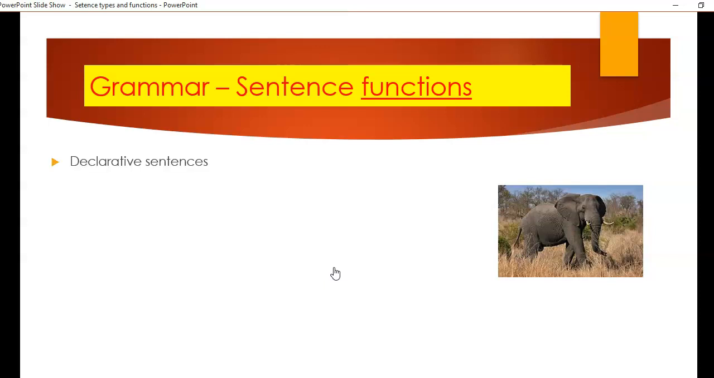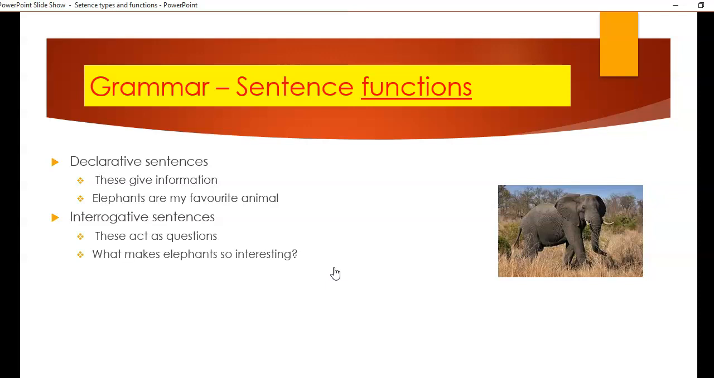So our sentence functions will start with declaratives. Okay, they give information. Straightforwardly, they tell you something. Elephants are my favourite animal. They are. So declarative sentences give some information. Interrogative sentences do just that. They interrogate, they ask a question. So they act as questions. Keeping on my elephant theme, what makes elephants so interesting? Got an interrogative sentence function here.